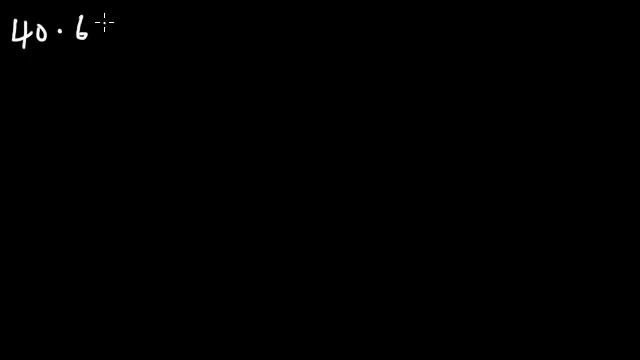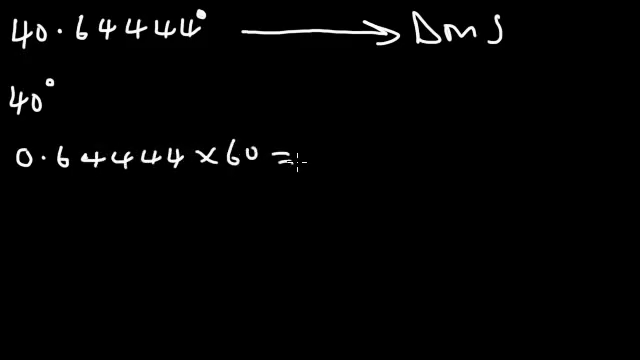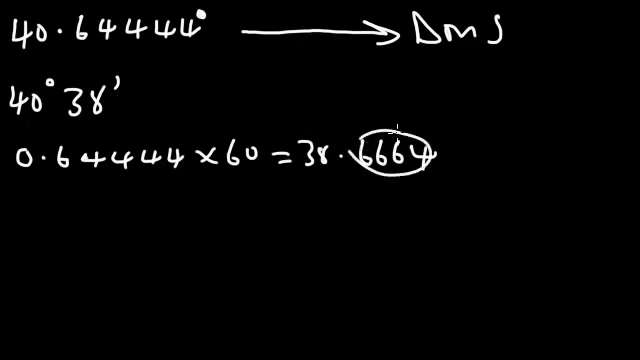So consider 40.6444. That's quadruple 4. So how can we convert it into angle in DMS? Well, we already have the angle in degree, and that is 40. So 40 is in degree, then we want to pay attention to the decimal part. So taking 0.6444 and then multiplying by 60, what does that give us? Let's see. 0.6444 times 60 gives us 38.3664. Then I'm going to select this as my measurement in minutes. Then after that, I'm going to take this.